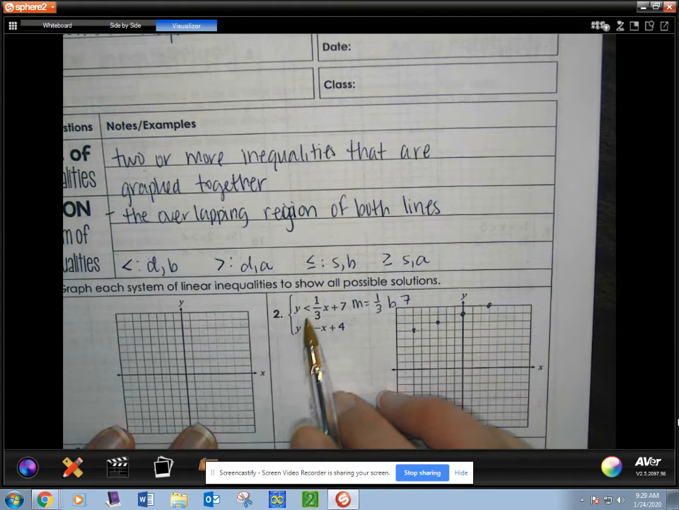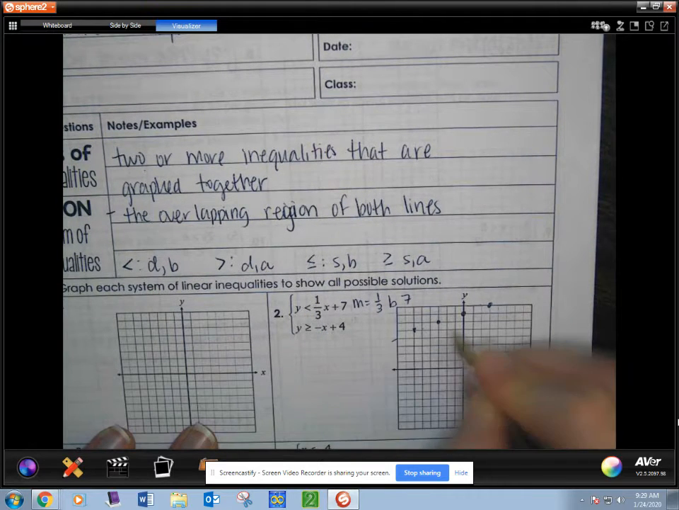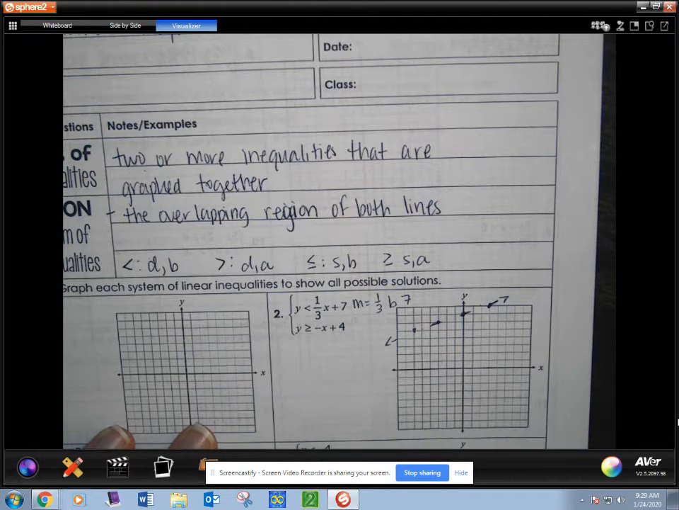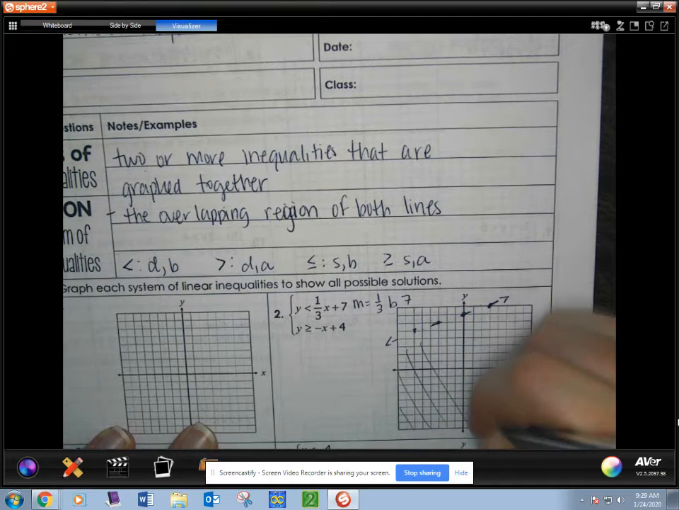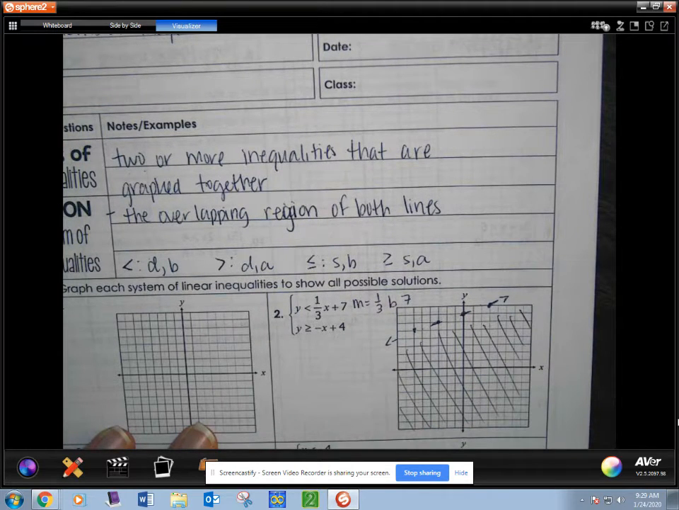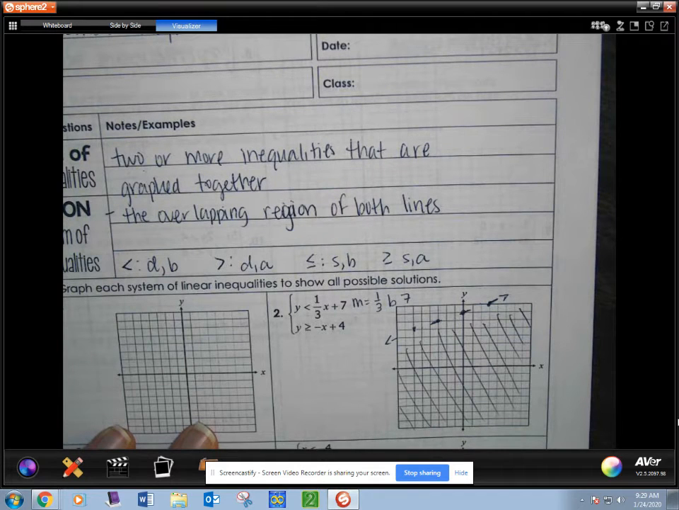Now be very careful, because this is not a solid line. This is a dashed line. So you come in and you just put dashes every now and then. And this one tells me to shade below. Now do not overshade. I'm just going to come in here and shade like this. Now if you're a color coordinated person, this may help you because you're going to have two shades. So I'm going to switch colors.